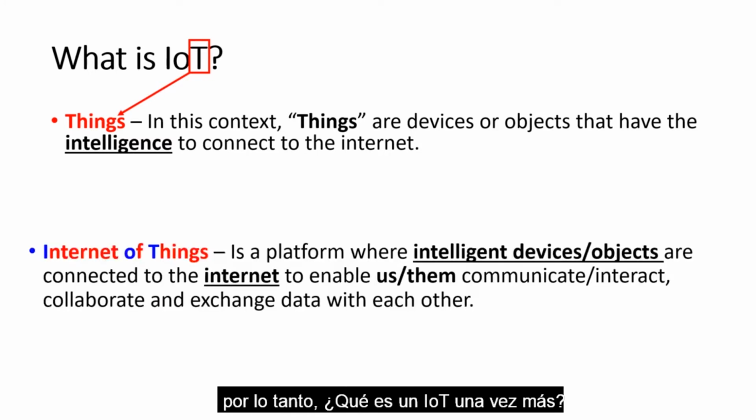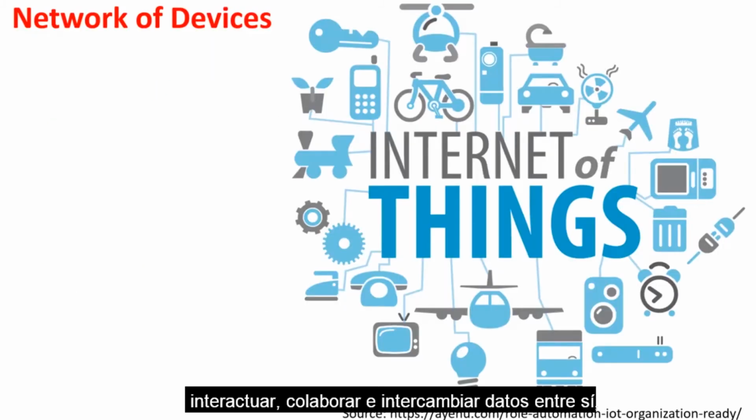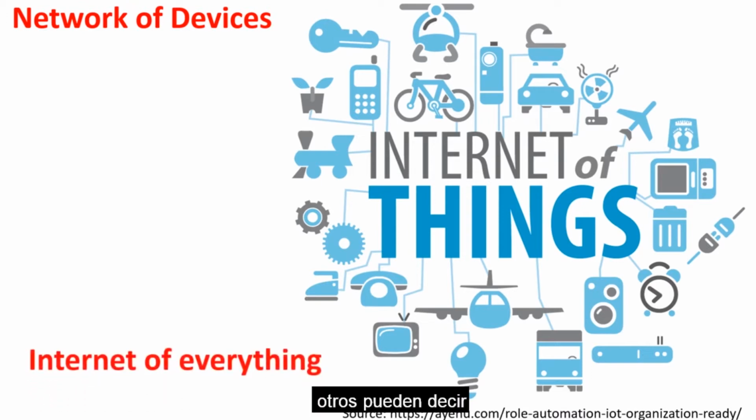Therefore, what is an IoT once again? This is a platform where intelligent devices or objects are able to connect to the Internet and be able to communicate or interact, collaborate, and exchange data with each other. Therefore, when all these devices are connected to the Internet, it forms what we can call a network of devices. Others may say Internet of everything, as long as these devices have the intelligence to connect to the Internet.